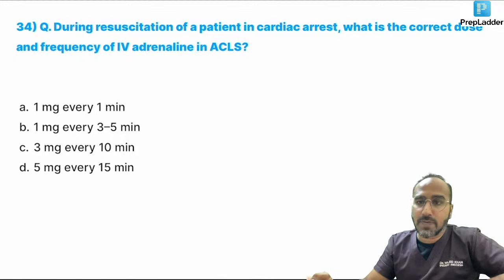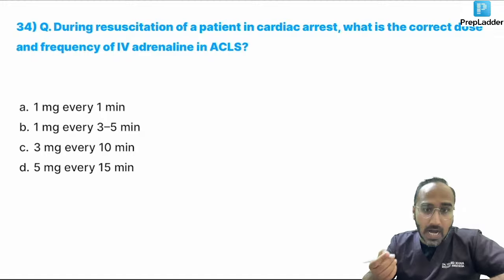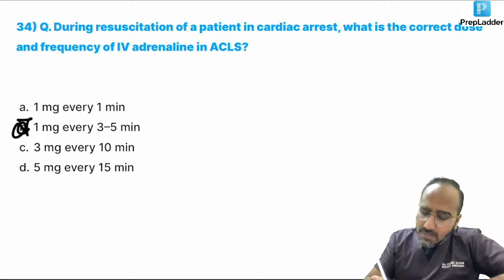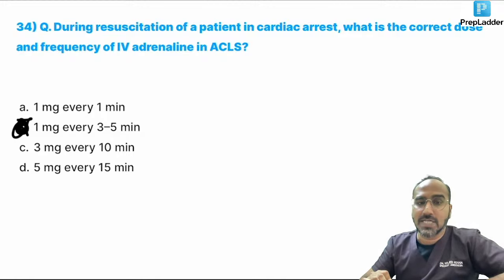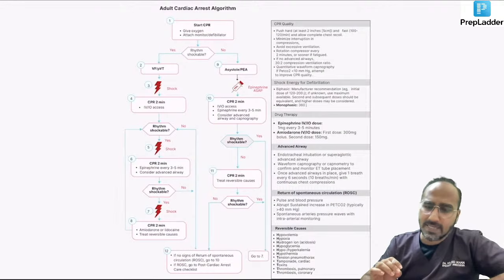Okay, next guys. Next question. During resuscitation of a patient in cardiac arrest, what is the correct dose and frequency of IV adrenaline in ACLS? Guys, remember, adrenaline should be given how much and how? Adrenaline should be given 1 milligram every 3 to 5 minutes in cardiac arrest. 1 milligram every 3 to 5 minutes in cardiac arrest. Okay, very, very important, guys.